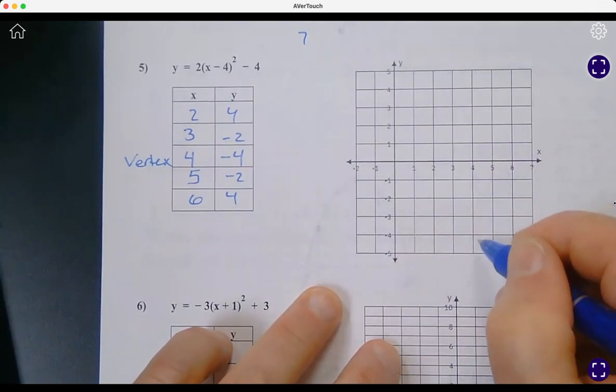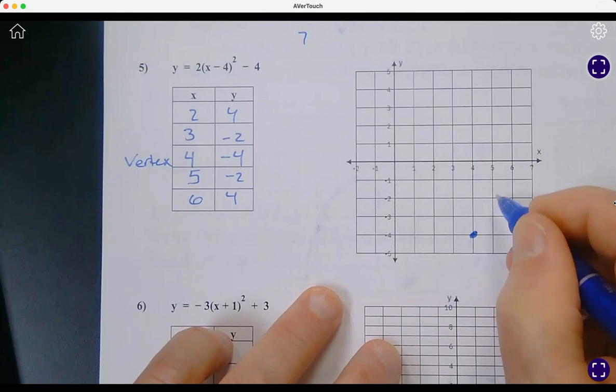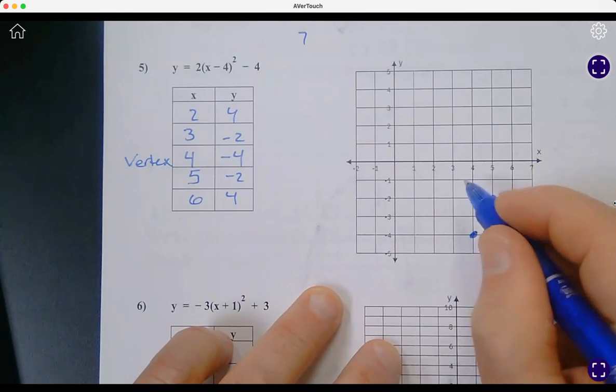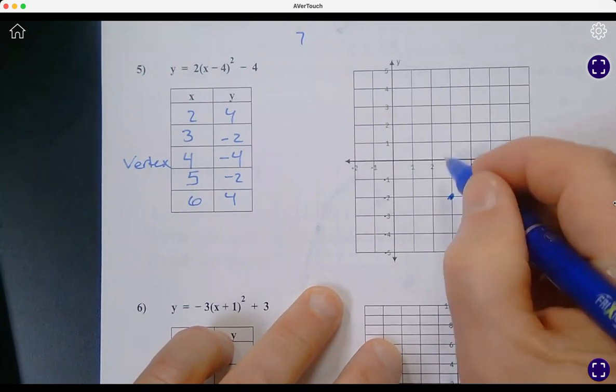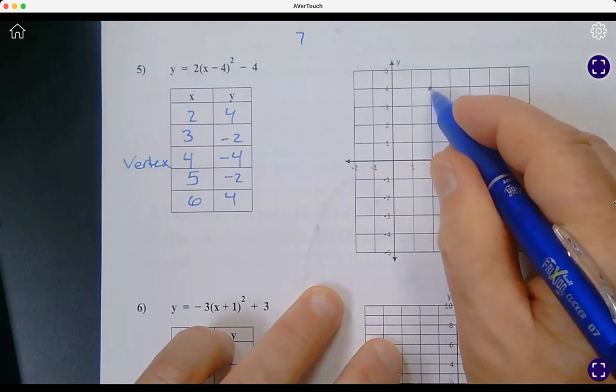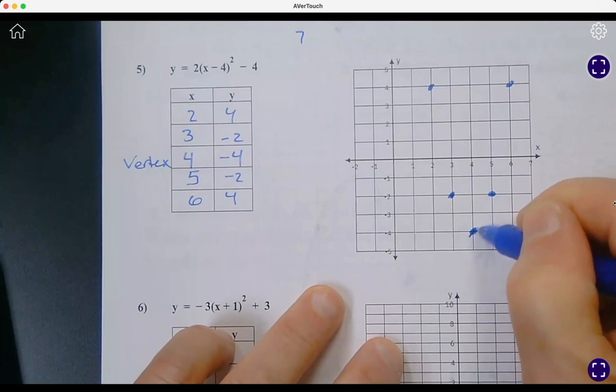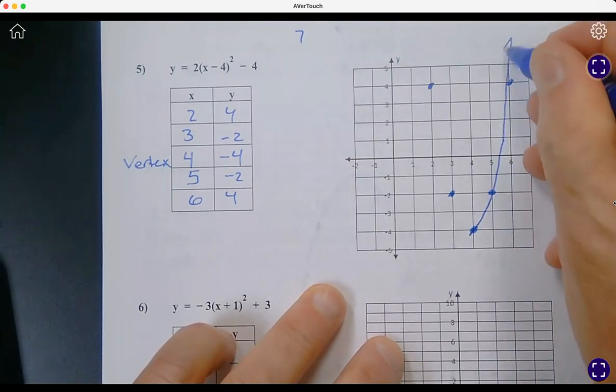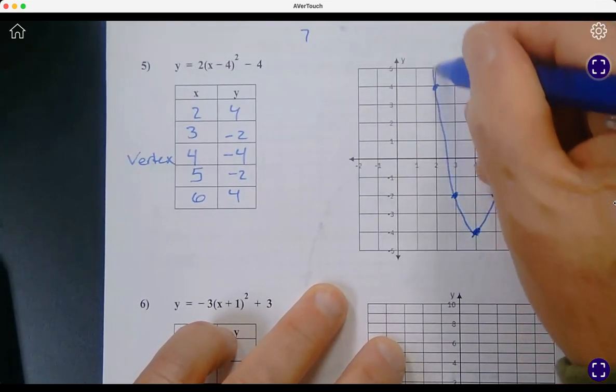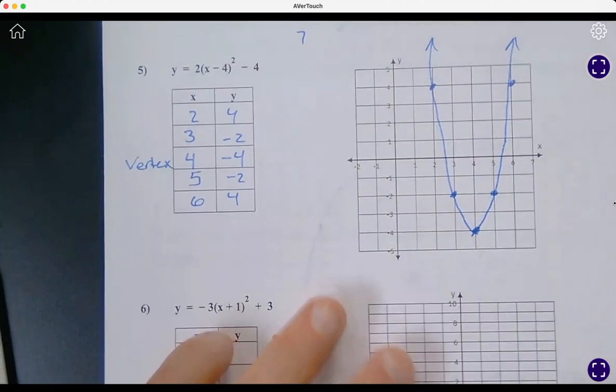4, negative 4, way down. 5, negative 2, 3, negative 2, 2, 4, 6, 4. Boom. Oh, I almost made it. Boom. Goes up forever. All right, that was money.